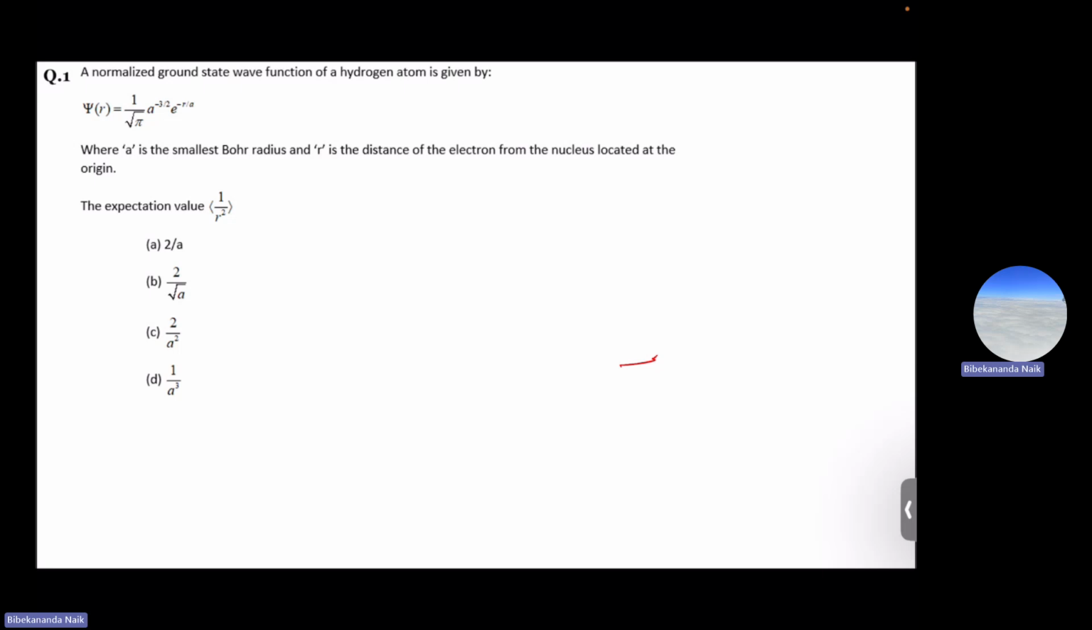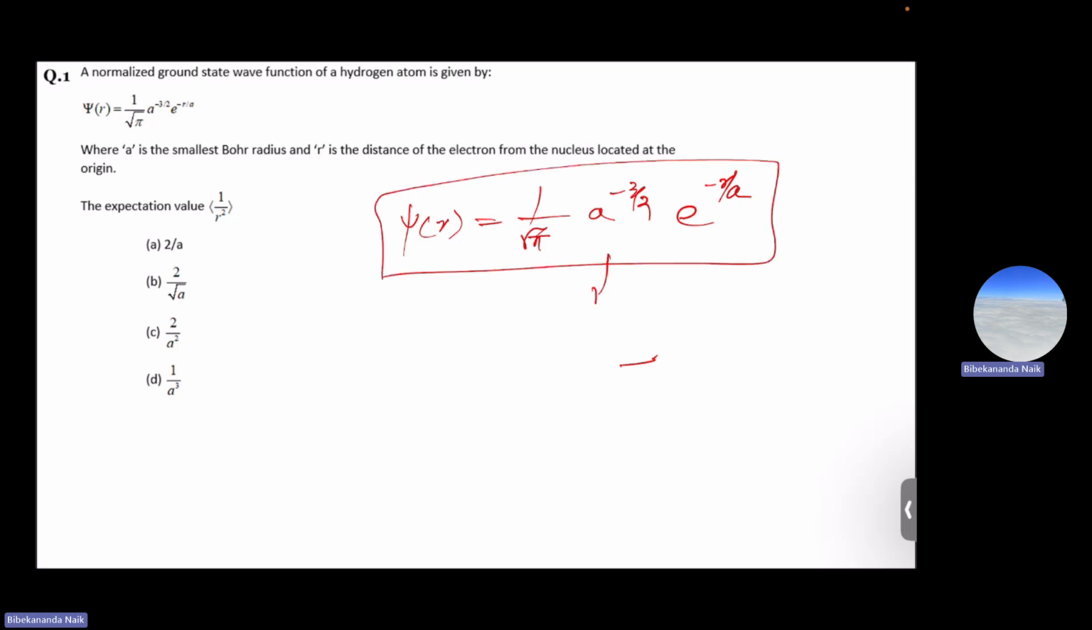The wave function is given. The wave function is a function of r only, which is given by 1 by root pi a to the power minus 3 by 2 e to the power minus r by a, and we need to find the expectation value. I'll give you a few minutes and then we will discuss.